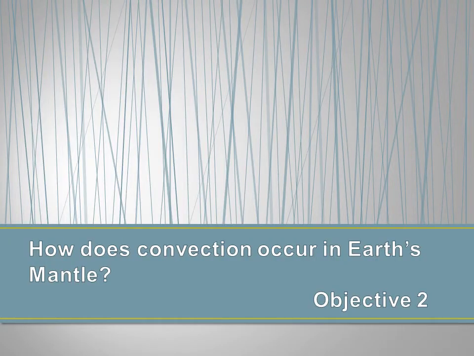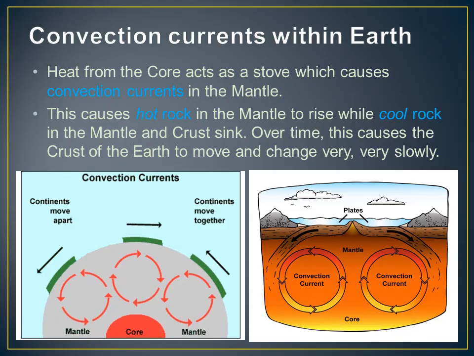Now let's look at how convection occurs in Earth's mantle. So, heat from the core of the Earth acts as a stove. Remember, the core of the Earth is hot, hot, hot, and it is molten, okay? Now, pretend it acts like a stove. It's going to cause convection currents in the mantle.